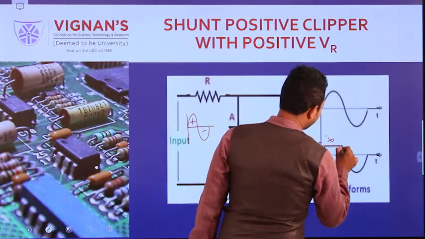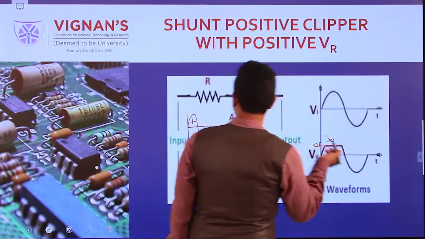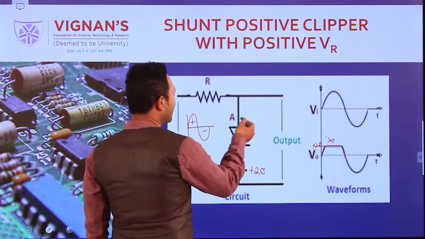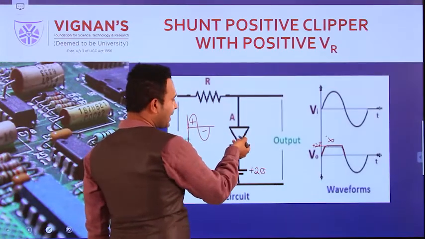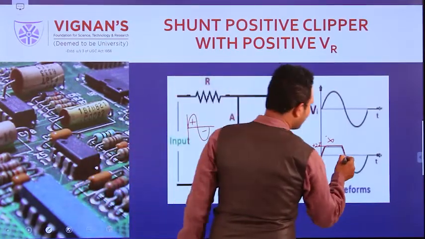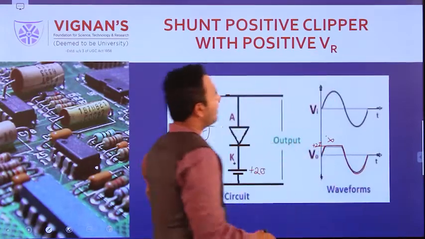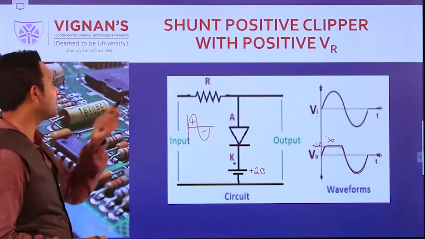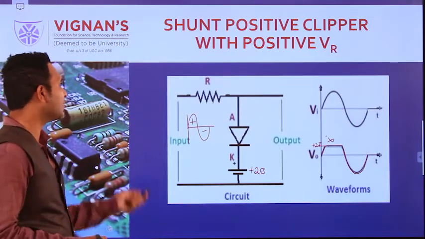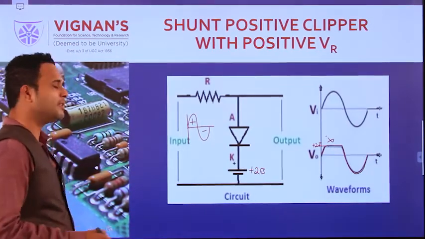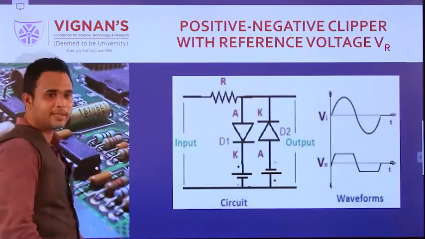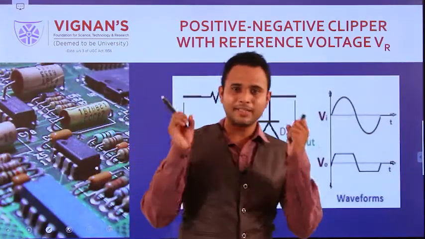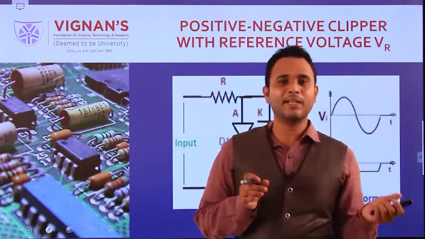So here we are getting these things, and again at the time of negative peak the diode is in reverse bias, then open circuit means this whole negative peak we are getting on the output side. That's why this clipper is named the shunt positive clipper with positive reference voltage. So this is about the series clippers and shunt clippers.